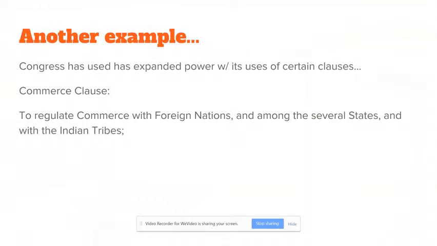Perhaps the most controversial bill in the last couple of decades was the Affordable Care Act, better known as Obamacare. When the constitutionality of that law was challenged in the Supreme Court, the Obama administration used, you guessed it, the Commerce Clause in defending the legality of the law.